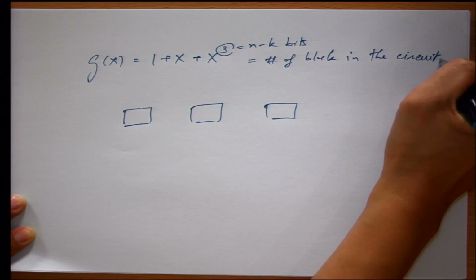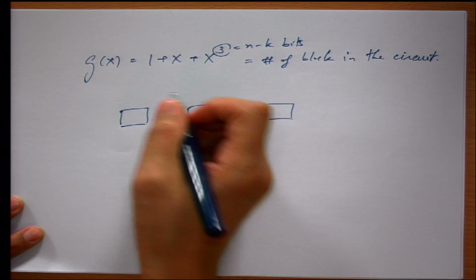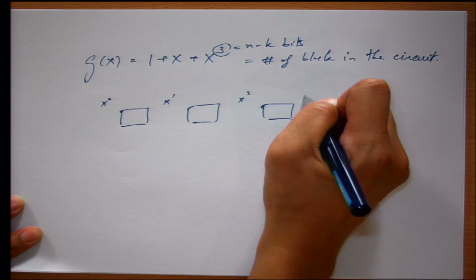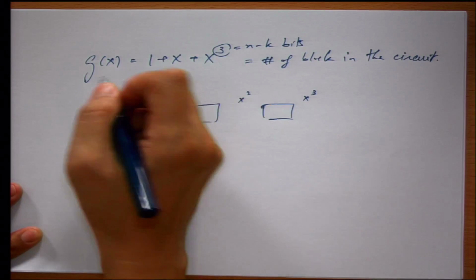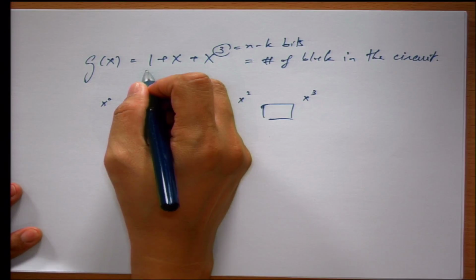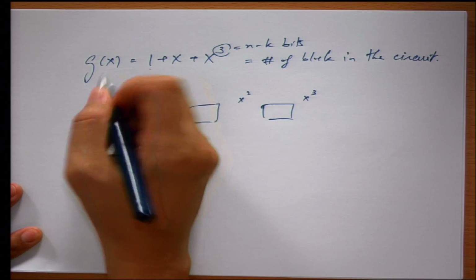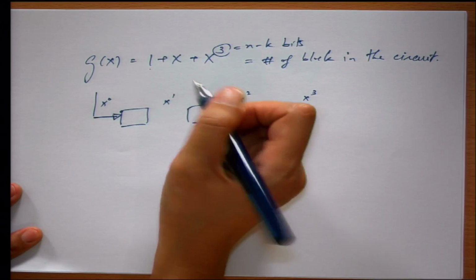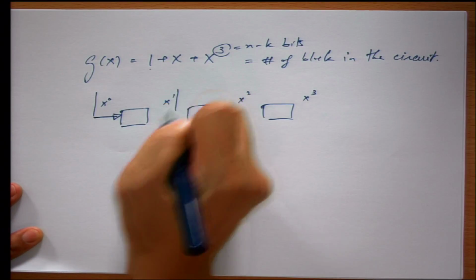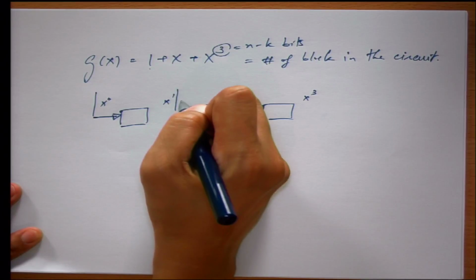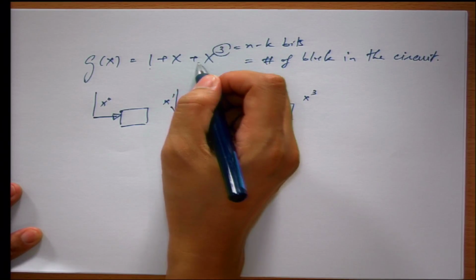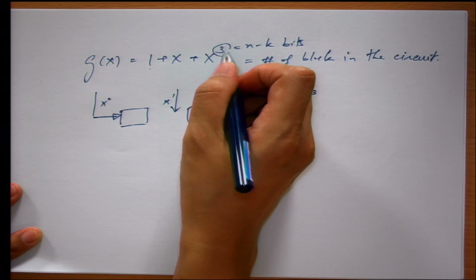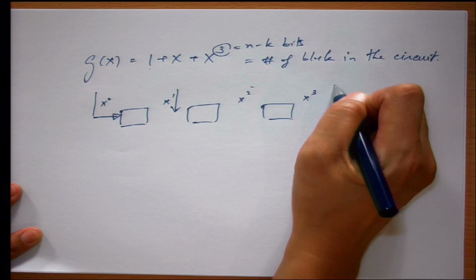This is equal to the number of blocks in the circuit. Okay, so when we have 3 blocks, this is x to the 0, x to the 1, and x squared. If you have a term, that term you will have a line connecting at that position. When you have x, you will have a line coming, like this. And then you don't have the x squared term, so there is no line connecting here. You have x cubed, so you have the line coming here.